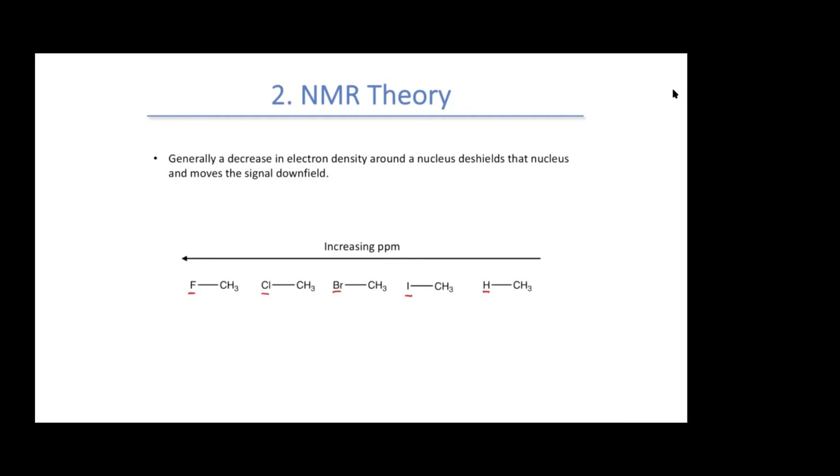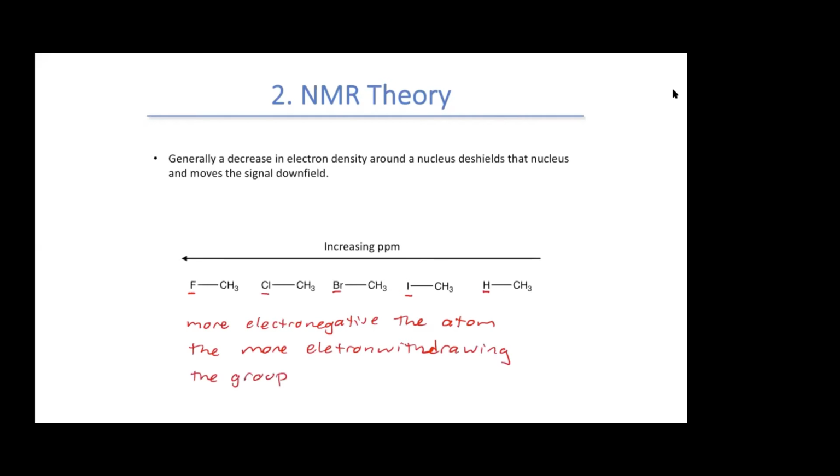You can also see this follows the trend of the electronegativities. The more electronegative the atom, the more electron withdrawing it is. The more electronegative the atom, the more electron withdrawing the group is, and the higher the ppms are.